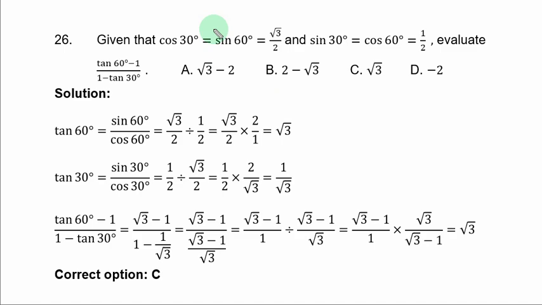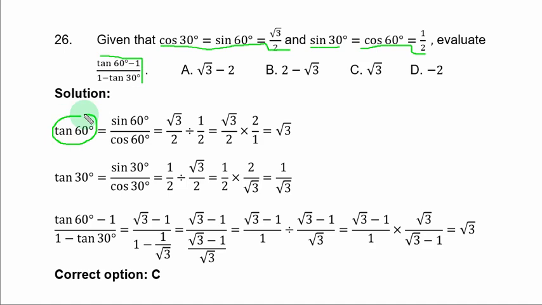Question 26. Given that cos 30 degrees is equal to sin 60 degrees equal to root 3/2, and sin 30 degrees equal to cos 60 degrees equal to 1/2, evaluate (tan 60 degrees minus 1) over (1 minus tan 30 degrees). Tan can be expressed as the ratio of sine to cosine.